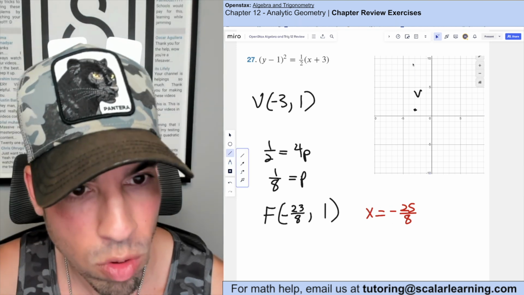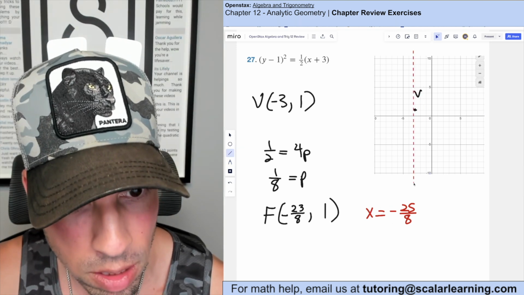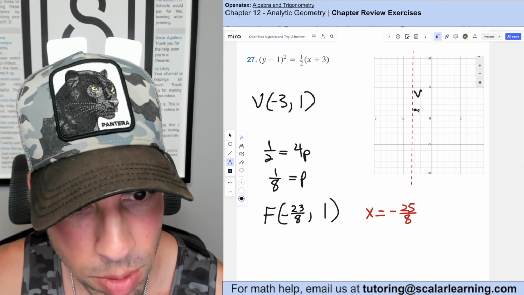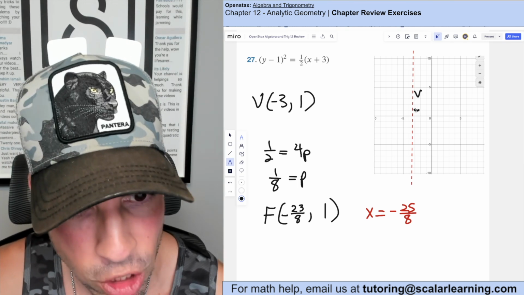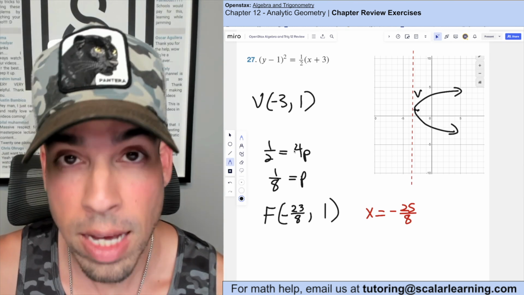So now we can draw that out approximately here. And we got our focus approximately there, right? Something like that, just an approximation. And then we'd graph it this way. And that's how you do it.